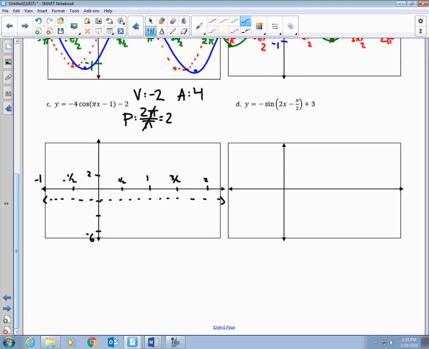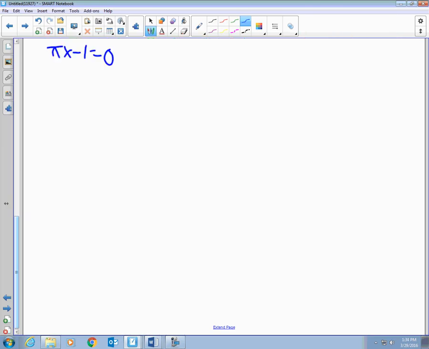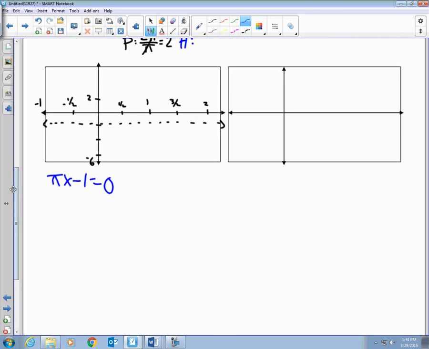Is there a horizontal shift? Yes, there is. Should we sketch a ghost graph right now, or do you want to figure out what the horizontal shift is? Doesn't matter. Okay, let's figure out the shift. Take pi x minus 1 and set it equal to 0. Take whatever that inside piece is and set it equal to 0. Somebody tell me, how do I solve that? Add 1, so pi x is equal to 1. Then divide by pi. x is equal to 1 over pi.